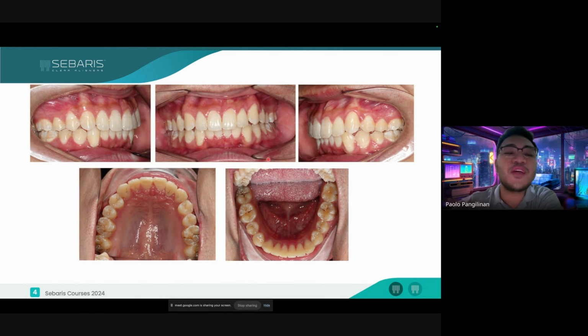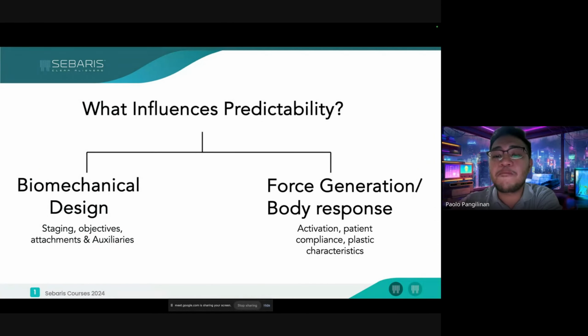Okay, so once we fix those things, yes, we did level the occlusal plane this time, intruded a little bit more. And as you can see here, without moving the posteriors, what we got here is basically good contacts. Okay, so that is responsible. That's your force generation, because in that sense, the biomechanical design is quite okay. The staging is good. Now, the activation and your plastic characteristics have to be considered as well.